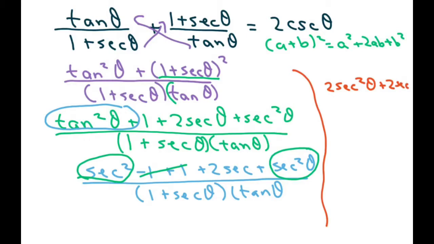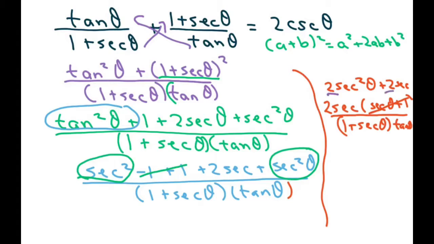Now, if I factor out a secant, I'm going to get secant times secant theta plus 1 all over 1 plus secant times tan. Now what happens is this cancels. Oh, and don't forget your 2. Let's just say we factored out the 2. I forgot to factor out this 2. Okay, so that cancels, and you're left with 2 secant over tan.